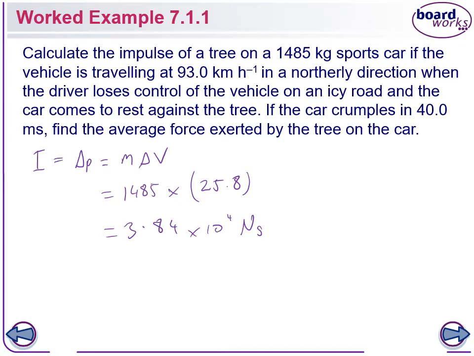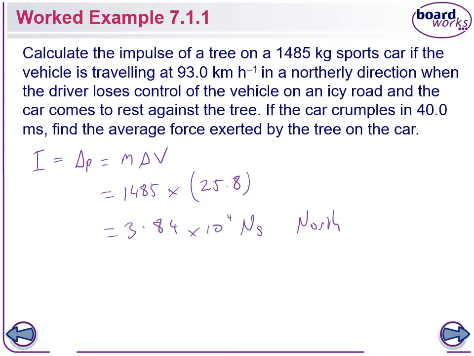All right. Now you can do this with negatives and you can draw diagrams if you like. Actually, it's always good to draw a diagram. But in this case, if we're looking at the impulse of a tree, a sports car was heading north. It's hit the tree. So which direction is the tree going to move? North. Okay, there's our impulse. There's our change in momentum. 3.84 times 10 to the 4 Newton seconds north.